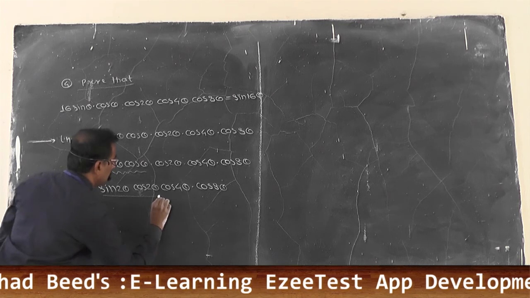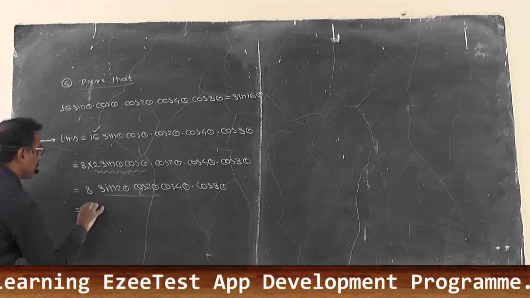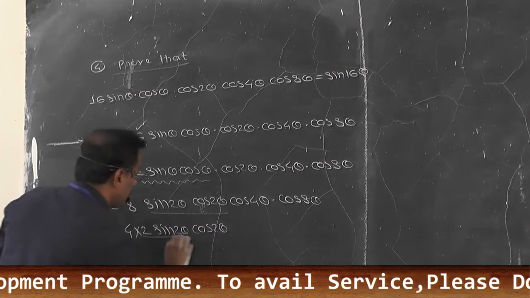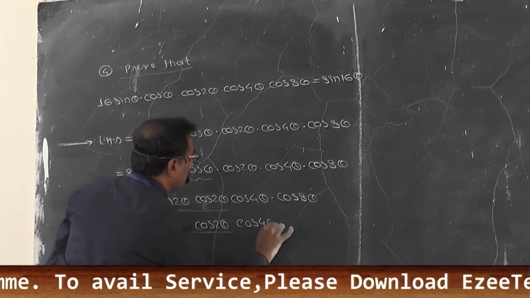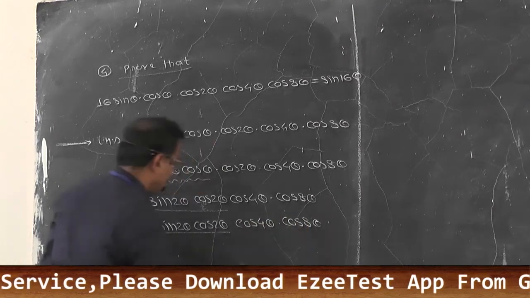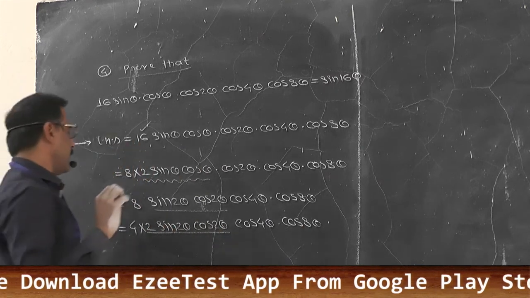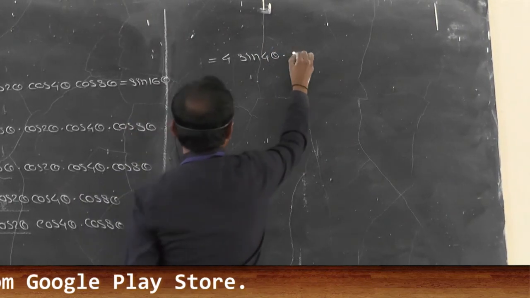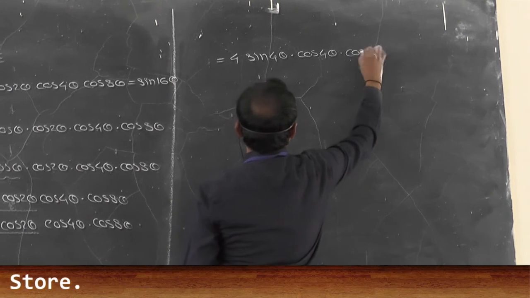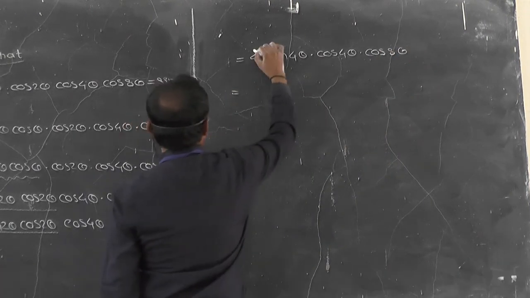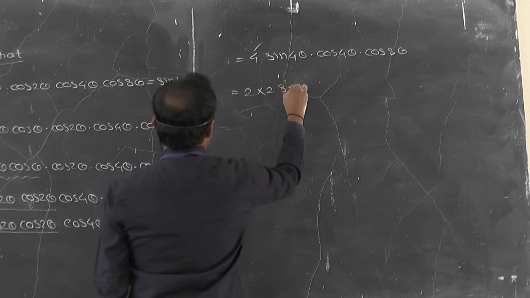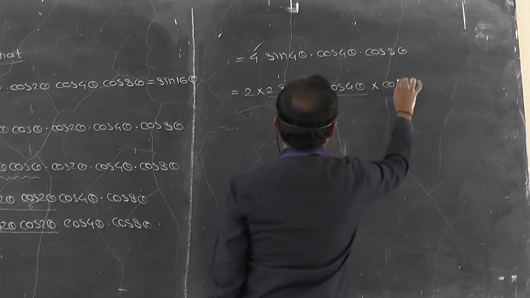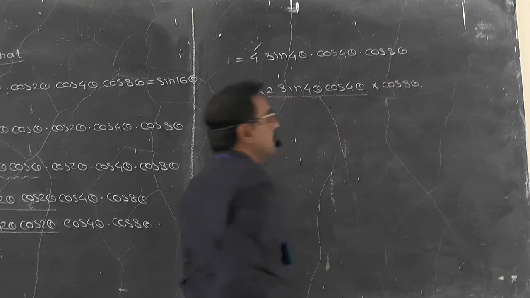Once again, in sin 2 theta into cos 2 theta, the 8 is replaced by 4 into 2. It is 4 into 2 sin 2 theta cos 2 theta, multiplied by cos 4 theta into cos 8 theta. Now 2 sin cos is replaced by sin of 4 theta, 4 as it is, so 4 sin 4 theta into cos 4 theta into cos 8 theta. Once again, 4 is replaced by 2 into 2, so 2 sin 4 theta cos 4 theta, multiplied by cos 8 theta.